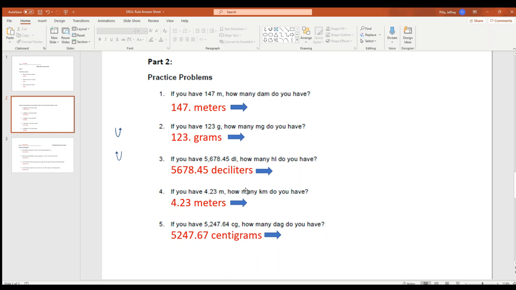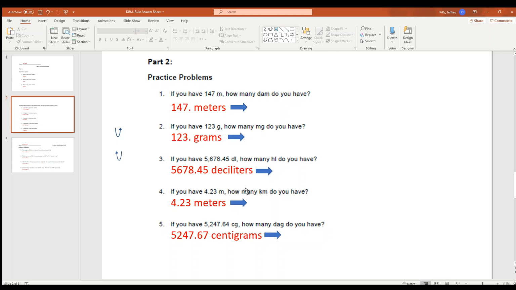The very first thing we have to do is determine, are we moving up our staircase model or are we moving down our staircase model? To go from meters to decameters, you have to move up. In fact, you have to move up 1 step. So now we know we're moving up the staircase.